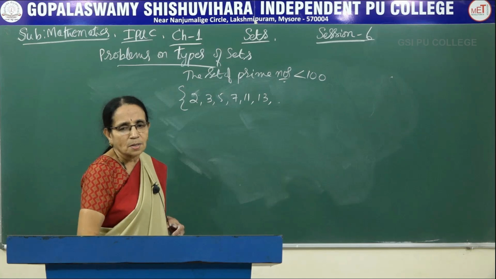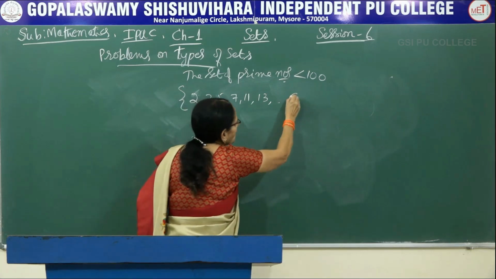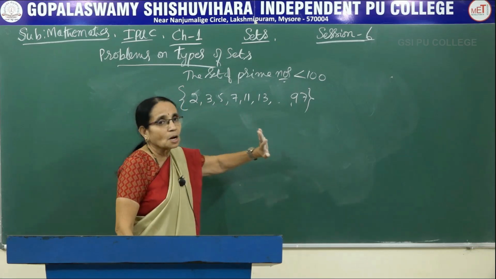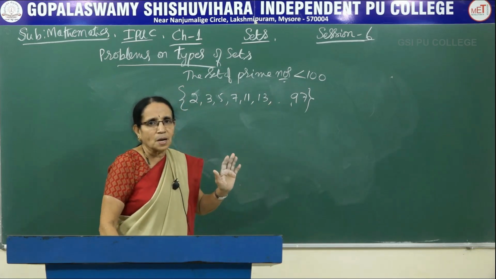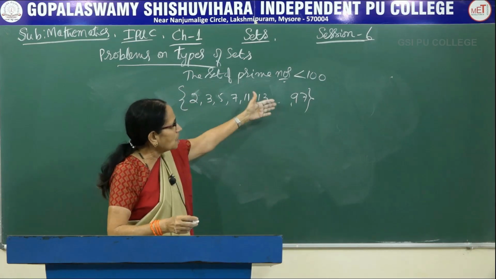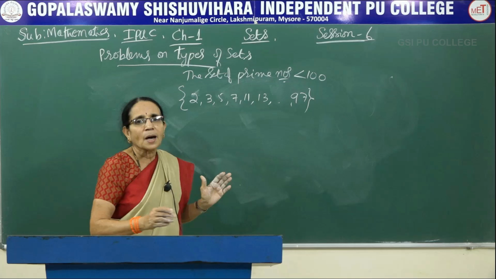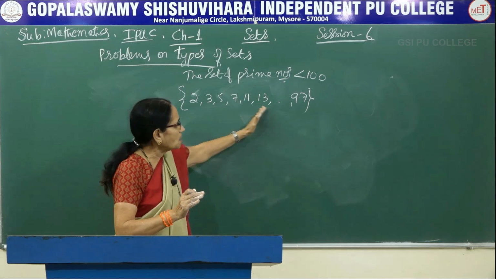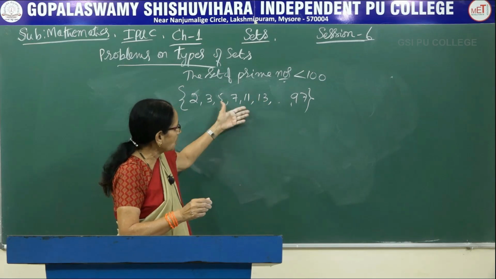Okay. Now, the last number would be, say, 97. See, these elements need not be written. Less than 100 means it is fixed. We start with 2, and any number less than 100 means we will have the exact number of elements belonging to that set. You need not write all the elements here. If you write, it's well and good.